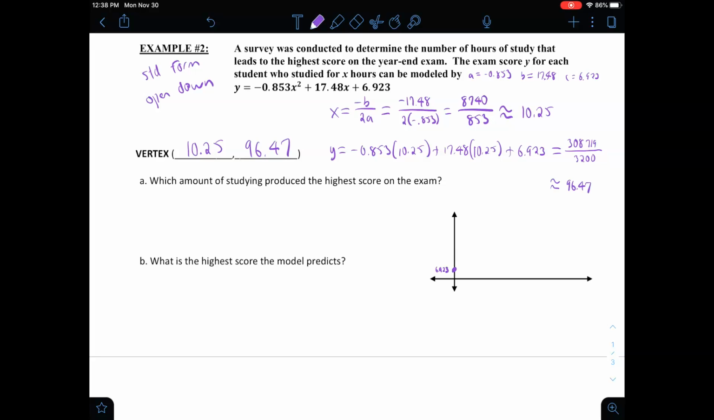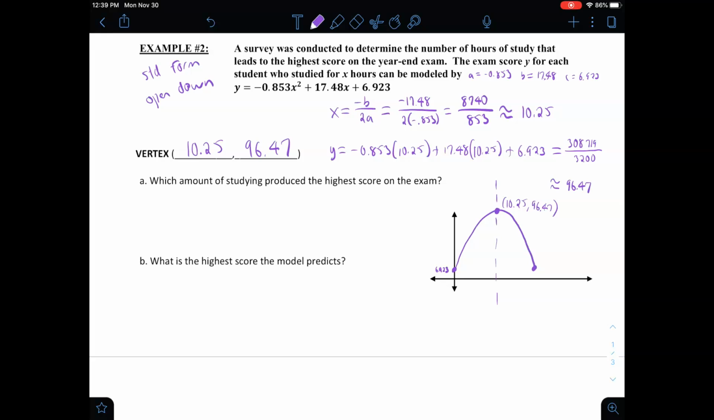We're just drawing a general graph to get an idea what this is going to look like. It actually might be more steep. Let me make it more steep. Because we got to go from 6.923 up to our vertex, which is 10.25 and 96.47. So this is our vertex right here. Let me make an axis of symmetry first. So our vertex is 10.25, 96.47.